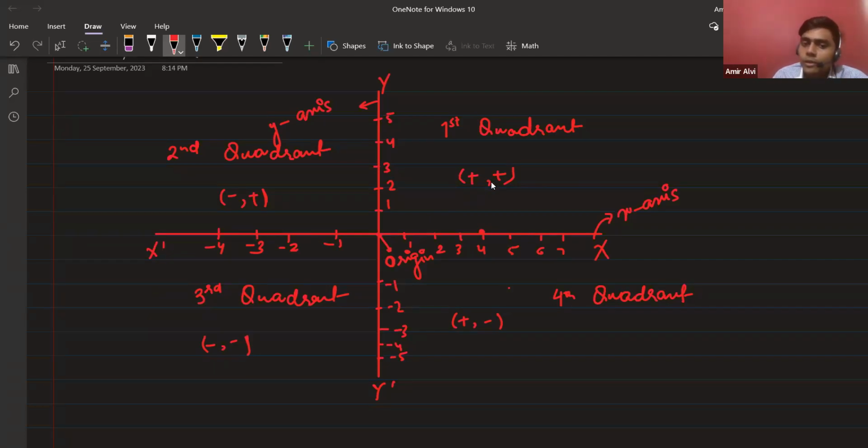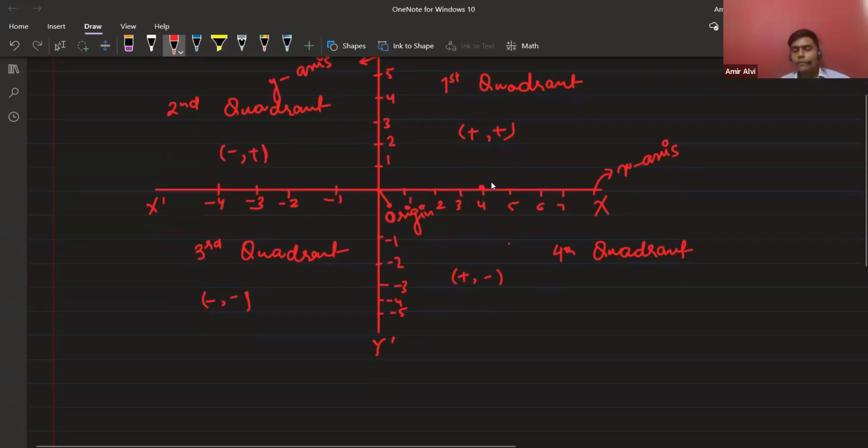First quadrant means all the values are positive. X and Y will be positive. Second quadrant means X is negative, Y is positive. Third quadrant means both are negative. Fourth quadrant means X is positive, Y is negative. Is this clear, Simrat dear? Anything which is not clear to you? Are you sure? Completely sure? Okay, very good.